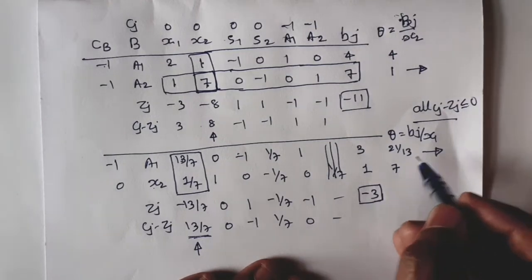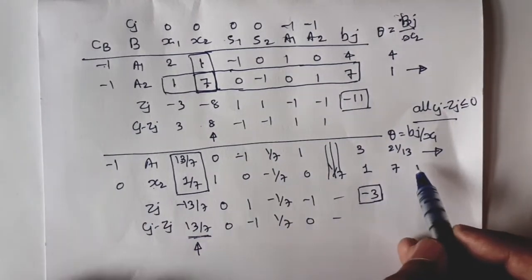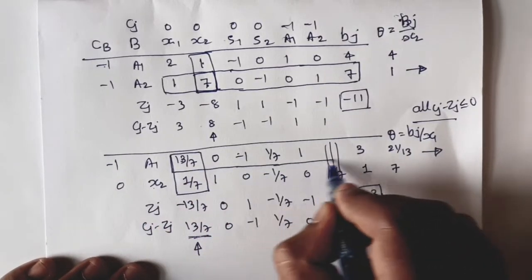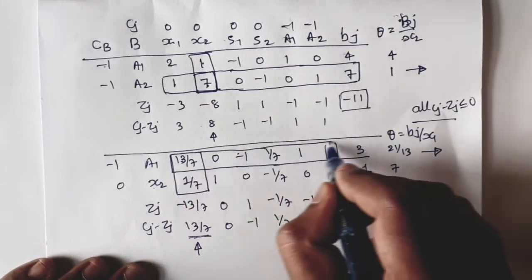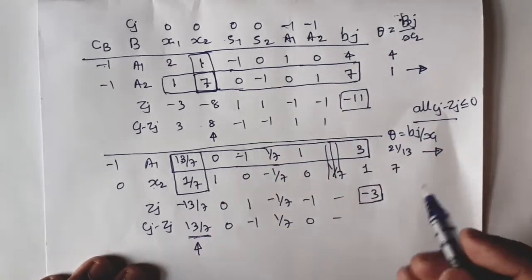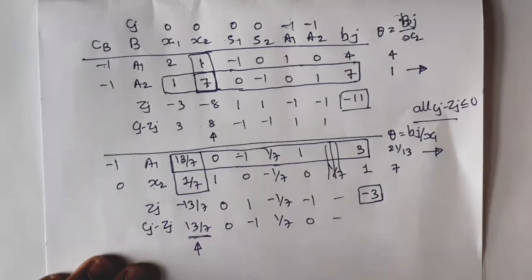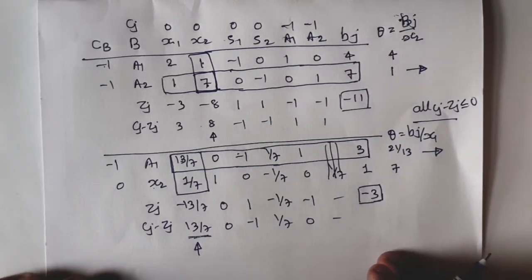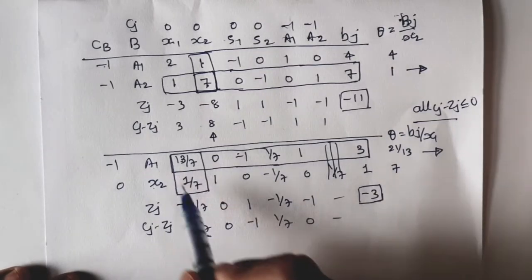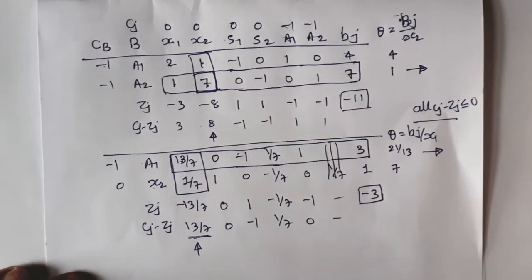So according to this value, the outgoing variable is a1, and a1 will leave the basis in the next table, and this row will be the key row, and this is the key column, and 13 by 7 is the key element. So in the next iteration, a1 will leave the basis, and instead of a1, x1 enters here.